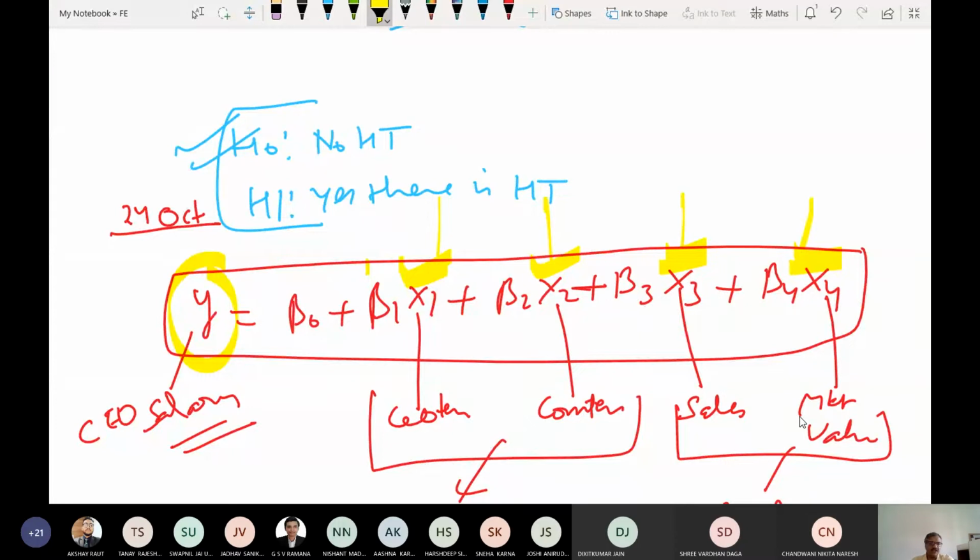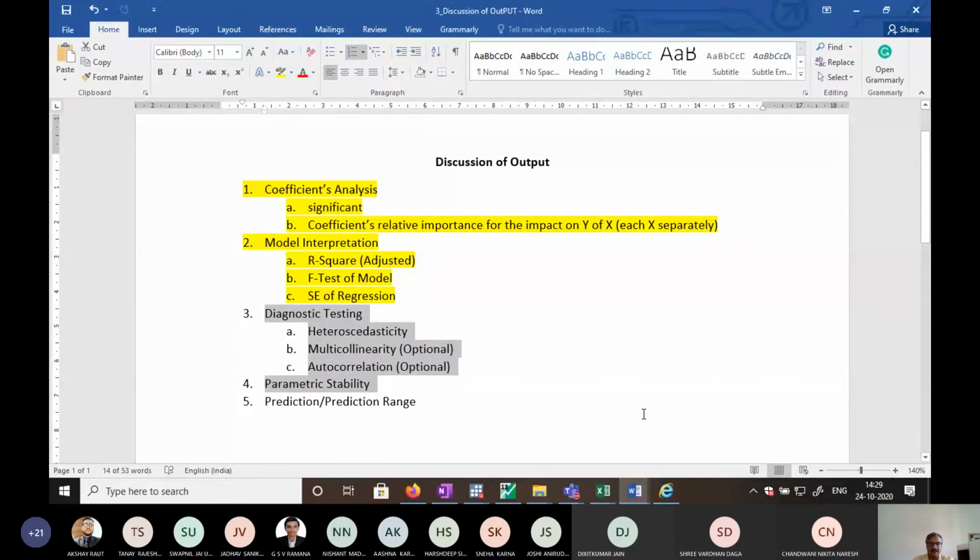The tests which we run have a lot of limitations, and there is no test which clear-cut tells you whether specification is perfect or not. There's no strong test. Weak test, but as I always say, something is better than nothing. So we make use of whatever test, the RESET test as we use here, and we try to find out whether the specification is in order or not. So I repeat again and again that diagnostic testing and parametric stability should not be taken for granted. Rather, in a way, they are more important than the previous 2 types of output of regression analysis.